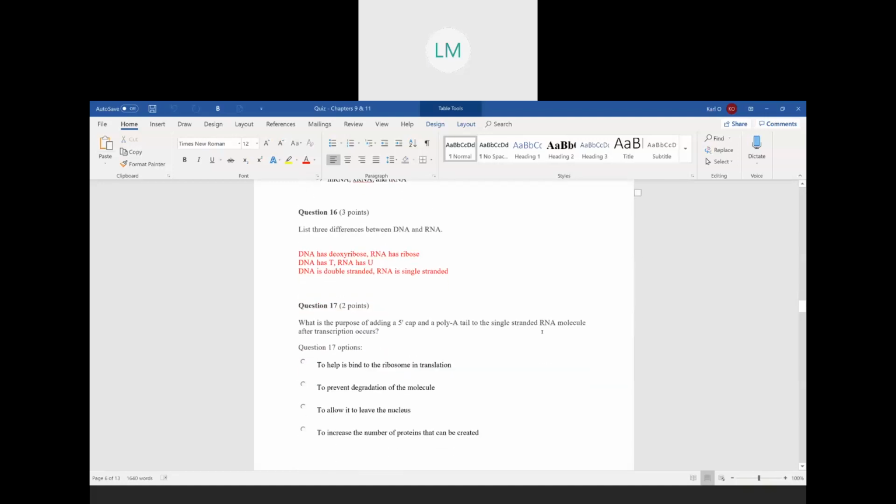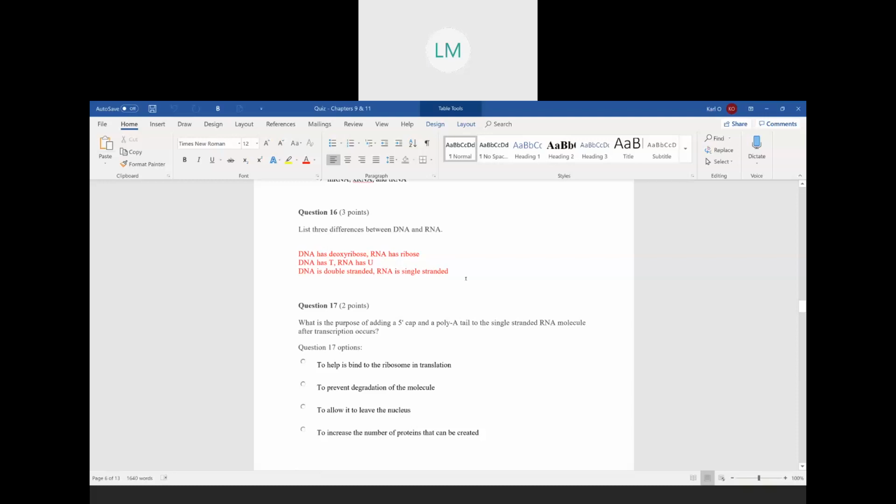Question 16, list three differences between DNA and RNA. So DNA has deoxyribose, RNA has ribose, so there's a difference in the sugar there. The deoxyribose is missing an oxygen on one of those carbons in the sugar. The nitrogenous bases are also different. So DNA has thymine, RNA has uracil. And then the structure of them is a little different as well. DNA is double-stranded and RNA is single-stranded. So those are the three differences that I was looking for.